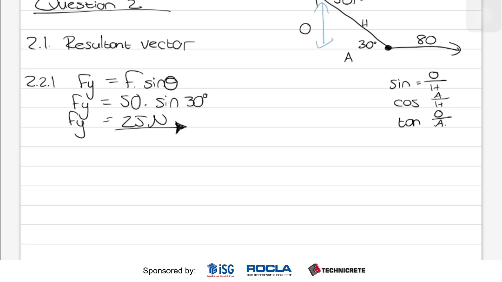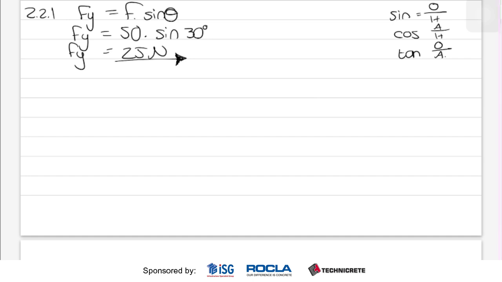And remember, in the question they stated magnitude, so you need your units, but you do not need a direction for this question specifically. Now question 2.2.2 tells you to calculate the magnitude of the resultant or net force. So what is the magnitude of our resultant force?